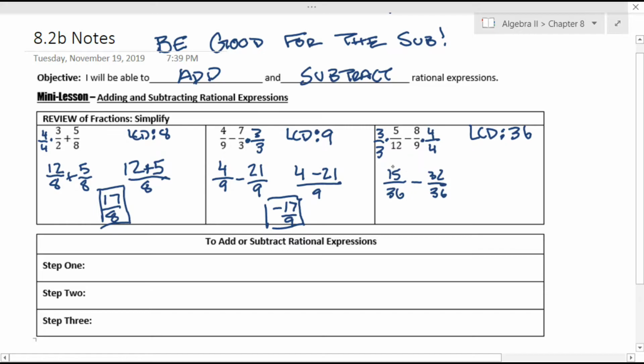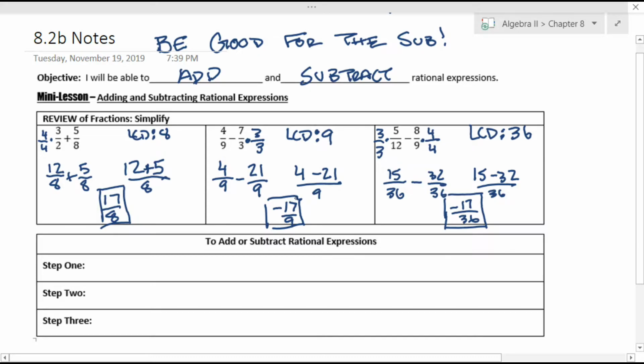Now that we have the common denominator, we can subtract what's on top. So we get 15 minus 32 over 36. 15 minus 32 is negative 17/36. This doesn't simplify. Those are my 3 answers. Look, I didn't even plan for them to all be 17.